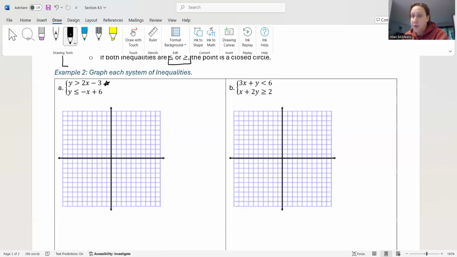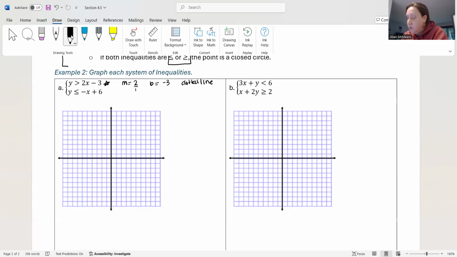For y is greater than 2x minus 3, the good news is this has already been solved for y. So we can jump right to the slope and the y-intercept, whether to use a solid or dotted line, and which direction we shade. For the first inequality, we have a slope of 2. Remember, as long as you're solved for y, the coefficient of x is always the slope, and I'll put that as 2 over 1. The y-intercept, as long as you're solved for y, is always the constant, so the y-intercept is negative 3. Since y is strictly greater than, I'm going to connect with a dotted line, and then we'll test a point to see which half plane we shade for this inequality.